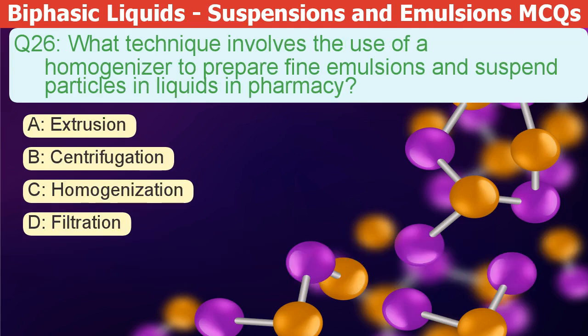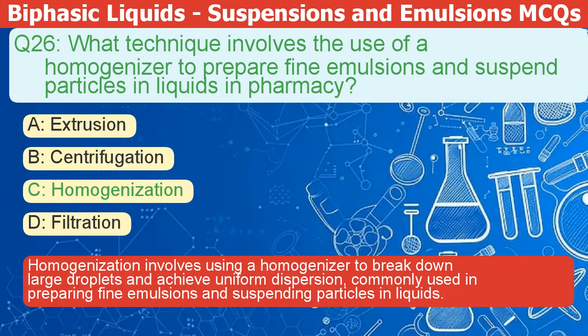What technique involves the use of a homogenizer to prepare fine emulsions and suspend particles in liquids in pharmacy? A. Extrusion. B. Centrifugation. C. Homogenization. D. Filtration. The correct answer is C. Homogenization involves using a homogenizer to break down large droplets and achieve uniform dispersion. Commonly used in preparing fine emulsions and suspending particles in liquids.